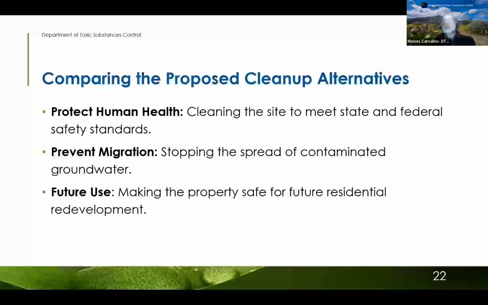Next. As we compare the proposed cleanup alternatives, we need to keep these three standards in mind. First, protecting human health. This is our most important benchmark. This is non-negotiable. Second, preventing migration. The cleanup plan must control the contamination. We should ask, does this effectively stop the contaminated groundwater from moving off-site into the neighborhood? And third, enabling future use. We want these sites to be safe and usable for the community. Next slide.